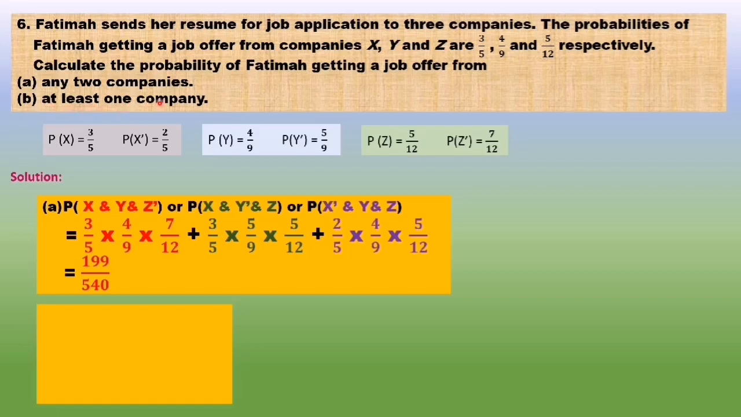B. At least one company. So if at least one company, normally I will use this method: 1 minus probability not getting job offer from all 3 companies. So 1 minus probability complement of S, 2 over 5, times probability complement of Y, 5 over 9, times probability complement of Z, 7 over 12, equals 47 over 57.